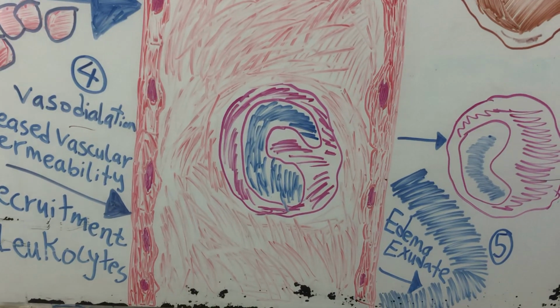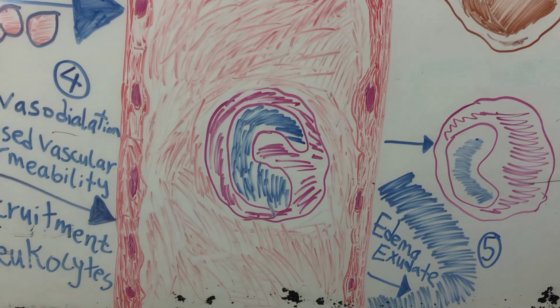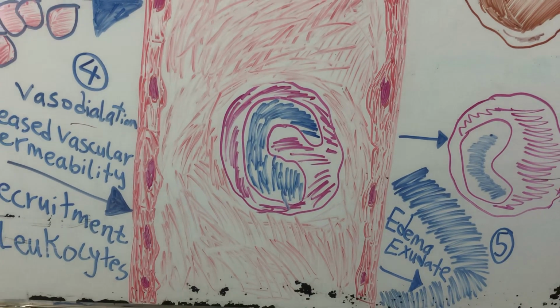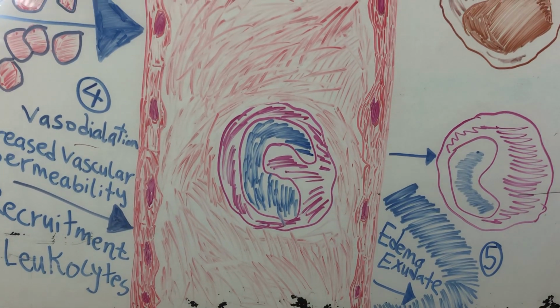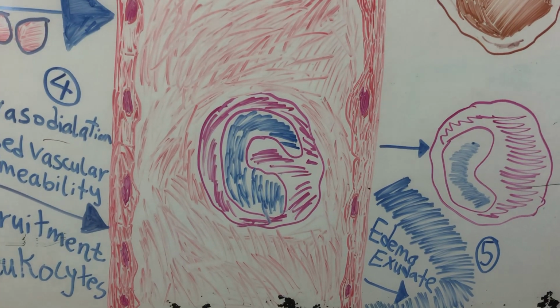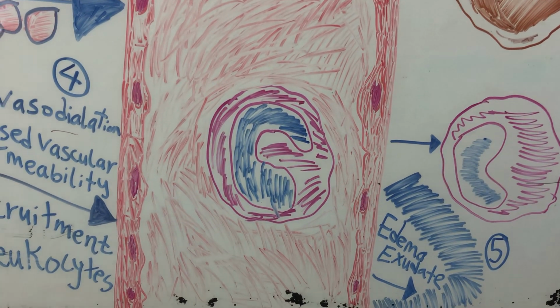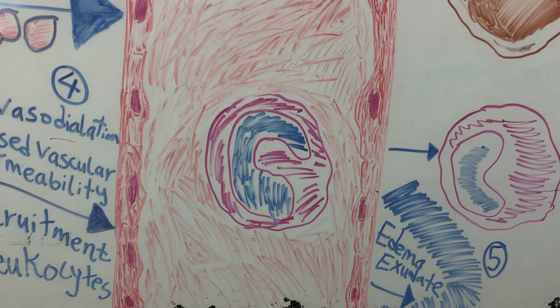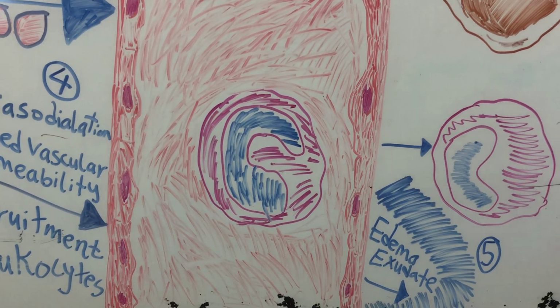So it's very important to know the difference between exudate, which is protein rich and associated with inflammation. That's why it has a lot of white blood cells and proteins, while transudate is protein poor, and this protein-poor solution is due to congestive heart failure, for example.